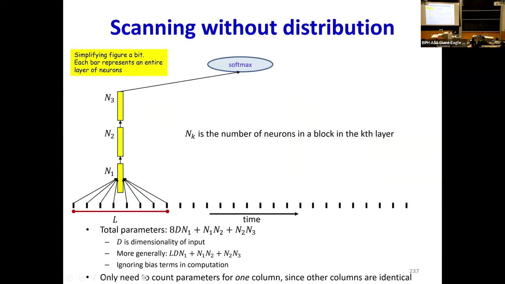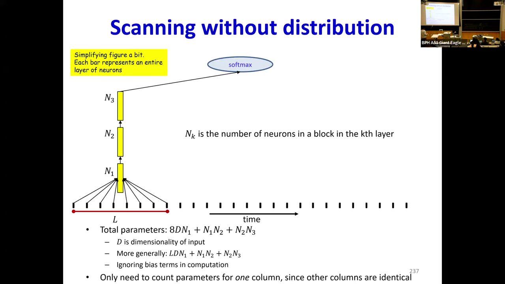Within each of these bars, I have a certain number of neurons. I have N1 neurons in the first layer, N2 in the second, N3 in the third. And the network itself is looking at a width of L inputs. Here in my picture, there are 8. If this were a spectrogram, each of these black bars would represent a vector of some dimension d. So how many parameters would I need over here? I have N1 neurons here. Each of them is looking at 8 inputs. Each input has d dimensions. So the first layer is going to require 8d N1 parameters.